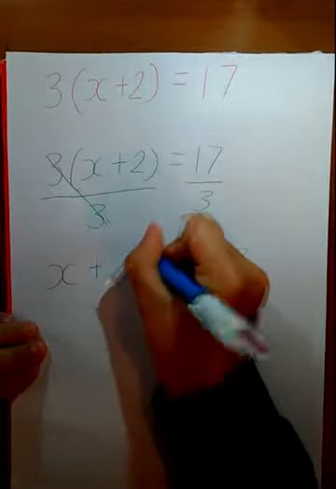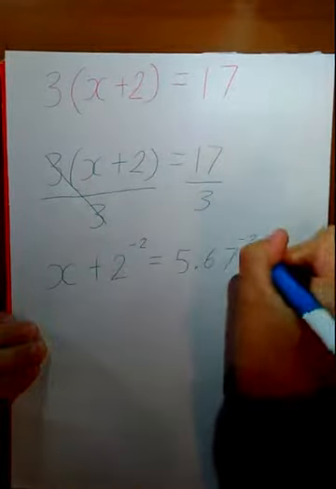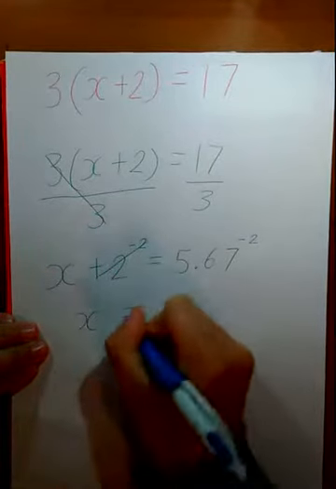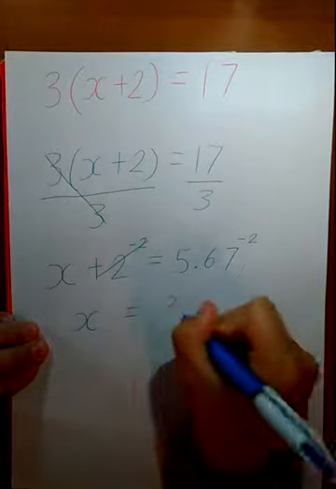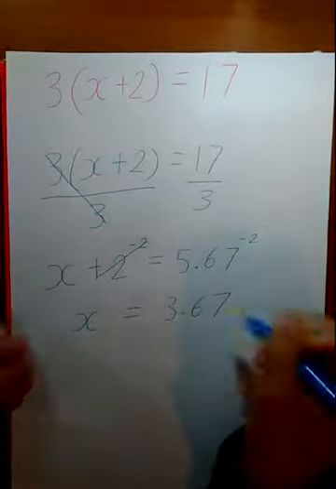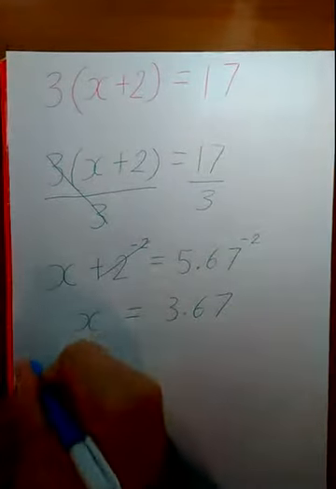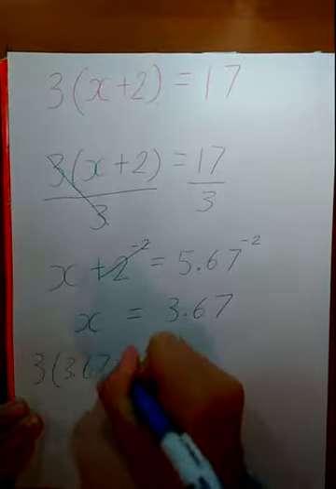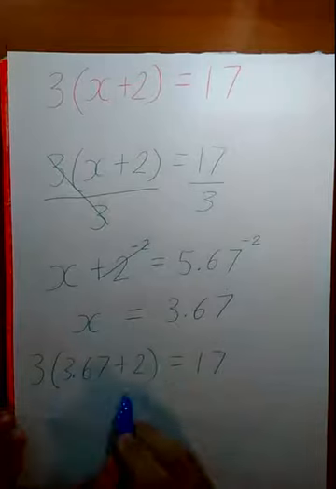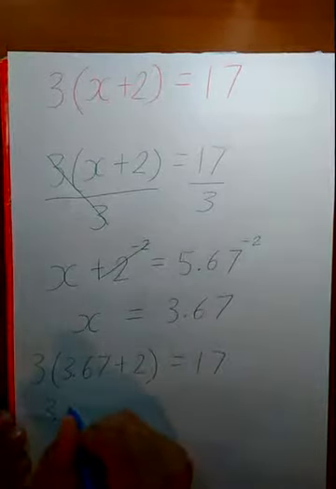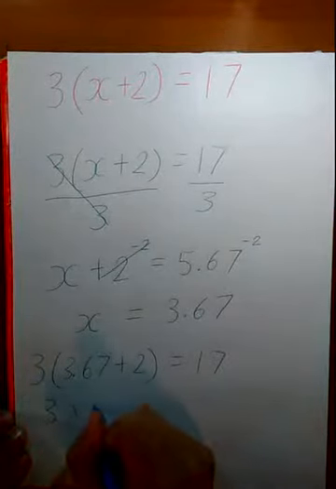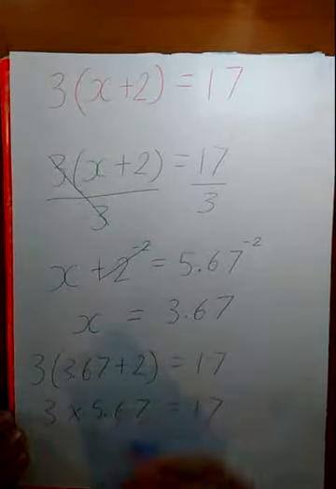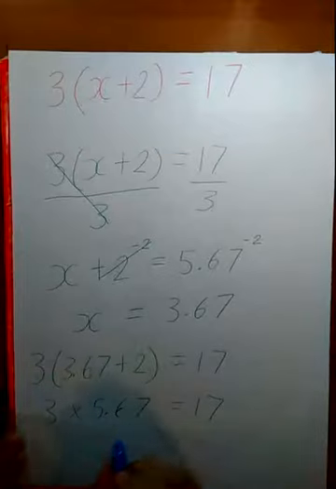Now to cancel out plus 2, we'll take away 2. I'll do that on both sides. It cancels out on this side, so we're left with x, and 5.67 minus 2 equals 3.67. Now let's check by substitution. I'll substitute x. 3.67 plus 2 equals 5.67. And 3 times 5.67 equals 17. So we are sure that x equals 3.67.